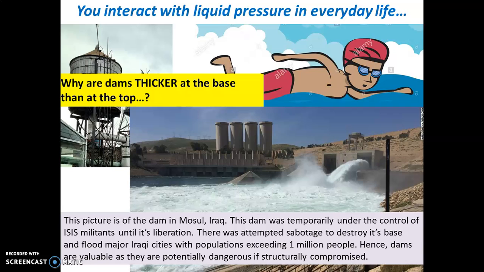There is some evidence that suggests that there was attempted sabotage to destroy its base and therefore, consequentially, flood major Iraqi cities with populations exceeding 1 million people. Hence, it's important to note, as young learners, dams are valuable, but they are potentially dangerous if they are structurally compromised or if their security is compromised. This dam supplies a great volume of water to vast swaths of the central and eastern provinces of Iraq. It's very important to know that, and I just thought that you should know that because that is, in my opinion, an important piece of history.